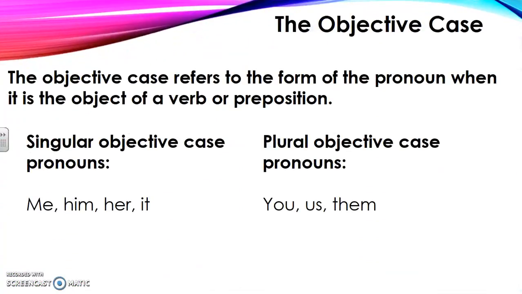The objective case. The objective case refers to the form of the pronoun when it is the object of a verb or preposition. Your singular objective case pronouns are me, him, her, and it. The plural objective case pronouns are you, us, and them.